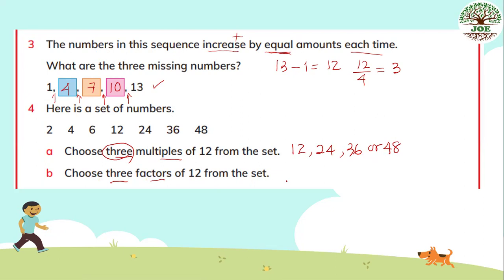Factors of 12 are 1 times 12, 2 times 6, 3 times 4. So we can see 2, 4, 6, 12 are factors of 12. We have to choose 3 of them, so we can choose 2, 4, 6, or 12 itself. And this is number 4.